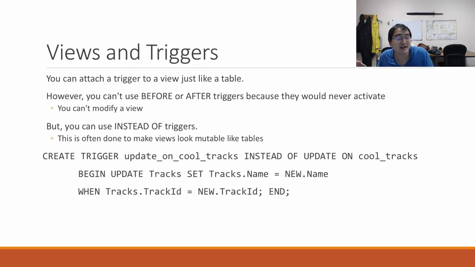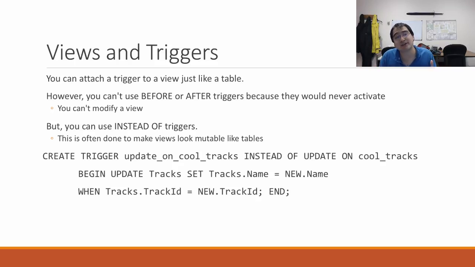But instead, I'm going to do this trigger, and what this trigger is going to do is update tracks set the tracks name equal to the new dot name when tracks.id is equal to new.trackid. So if somebody is trying to change the name of a track in cool tracks, this instead of trigger will activate and change the underlying real table, the table tracks. And so then it will look like, hey, look, I just actually changed the cool tracks view, because when they run the view again, they'll see the underlying table has changed and it did what you wanted.